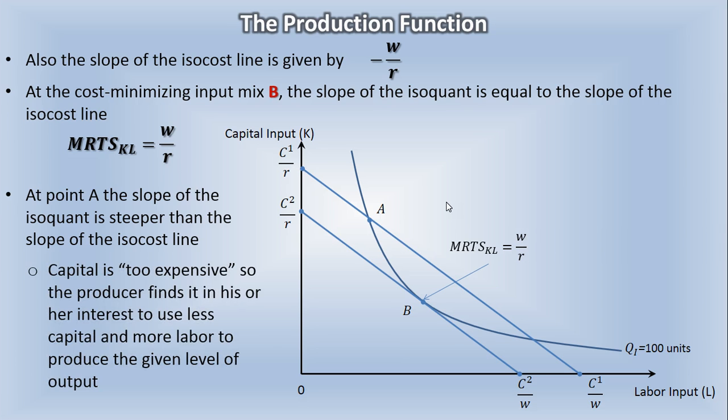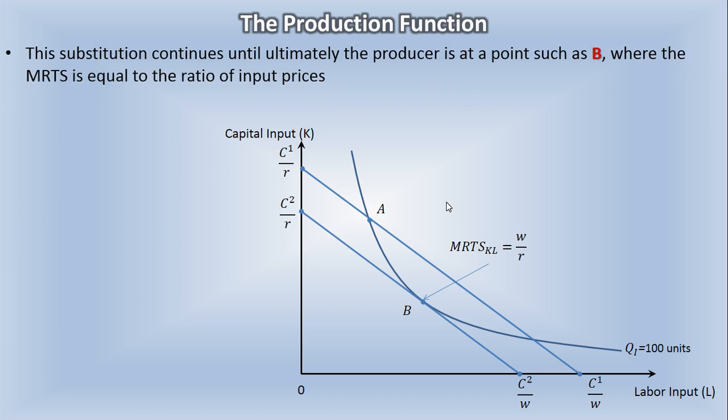So again, up here, capital is too expensive, and that means labor is cheap up there. So the producer finds it in his or her interest to use less capital and more labor to produce the given level of output. The substitution continues until ultimately the producer is at point B, where the marginal rate of technical substitution is equal to the ratio of the input prices.